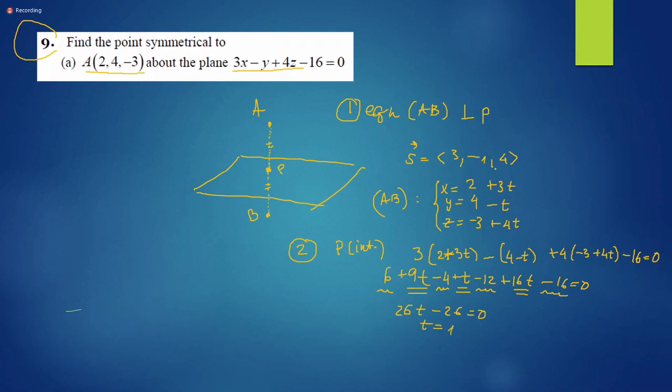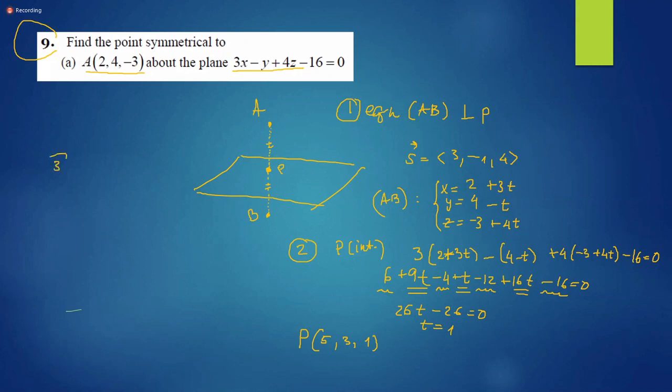So we can say that the intersection point P has coordinates: when t is 1, it would be 5; 4 minus 1, it would be 3; and minus 3 plus 4 is 1. That's the intersection point P. And now we have basically 2 options for how to find the point B.